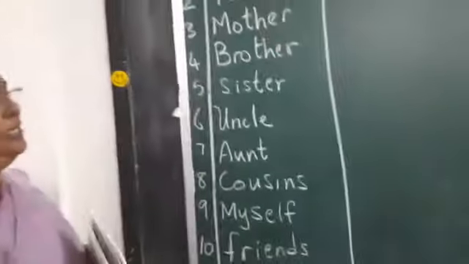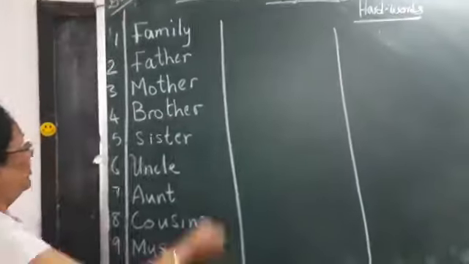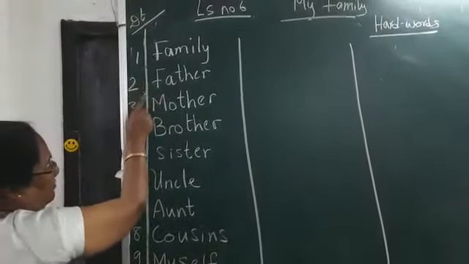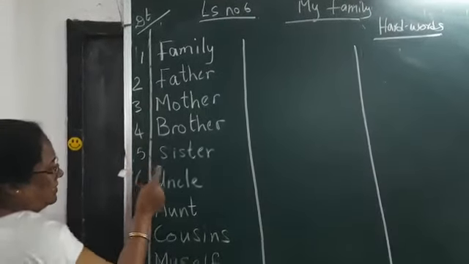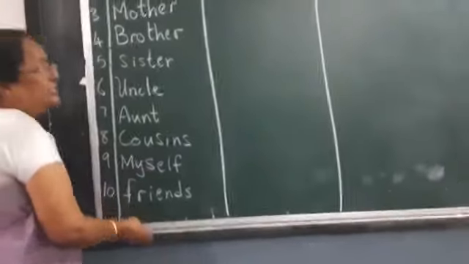One time teacher has written, two times you will write in your GK classroom notebook. I'll read out the words: family, father, mother, brother, sister, uncle, aunt, cousins, myself and friends.